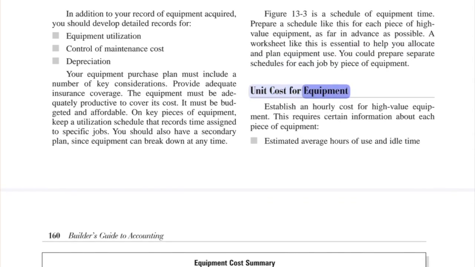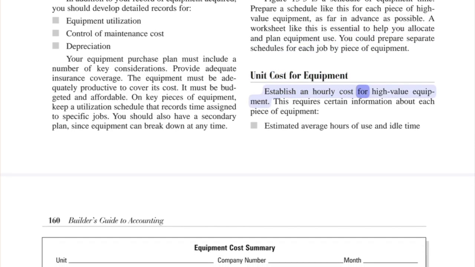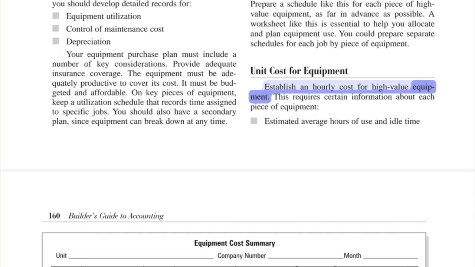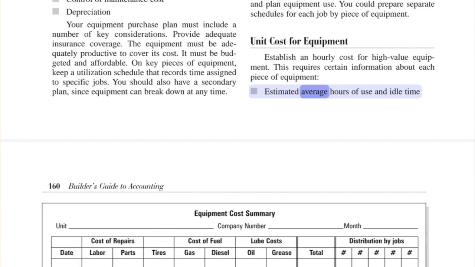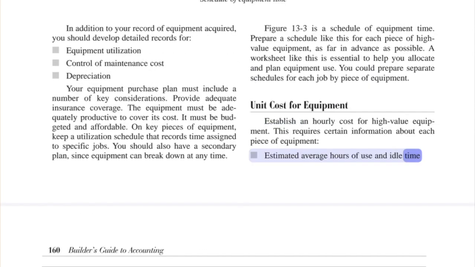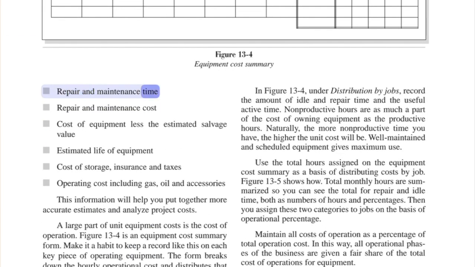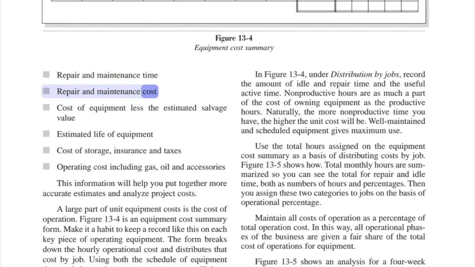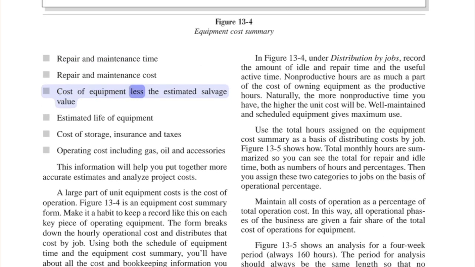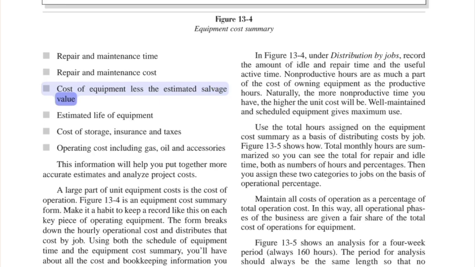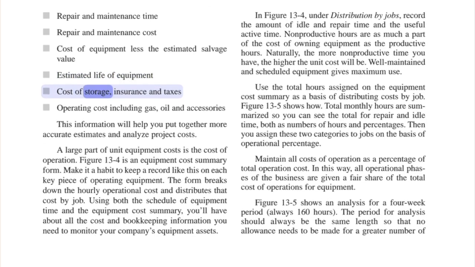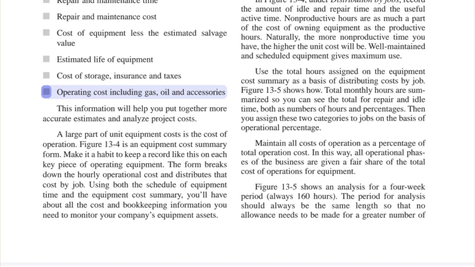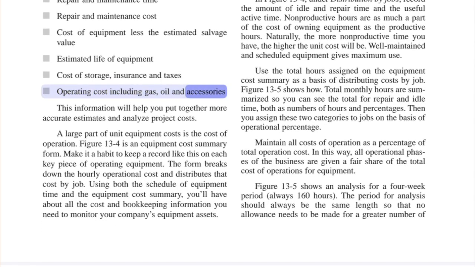Unit cost for equipment. Establish an hourly cost for high-value equipment. This requires certain information about each piece of equipment: estimated average hours of use and idle time, repair and maintenance time, repair and maintenance cost, cost of equipment less the estimated salvage value, estimated life of equipment, cost of storage, insurance, and taxes, and operating costs including gas, oil, and accessories.